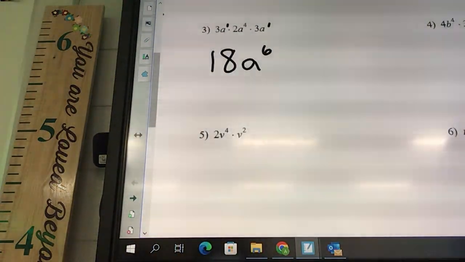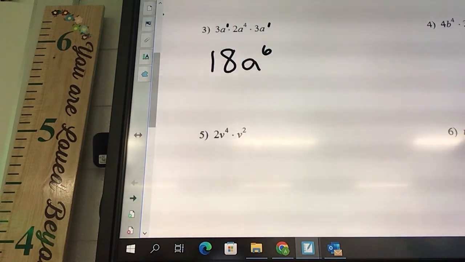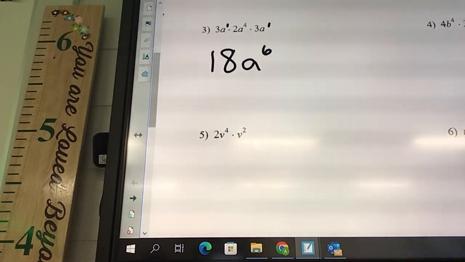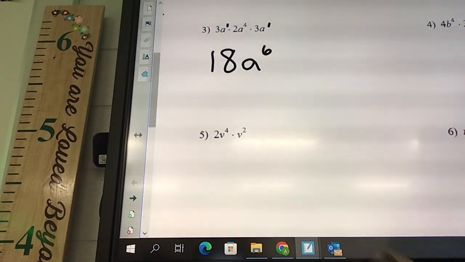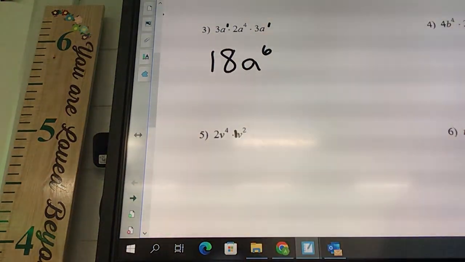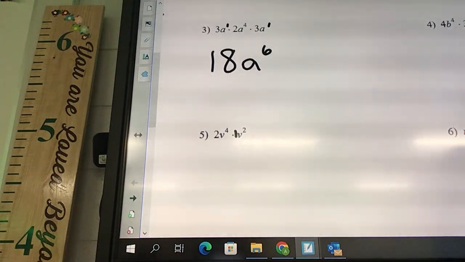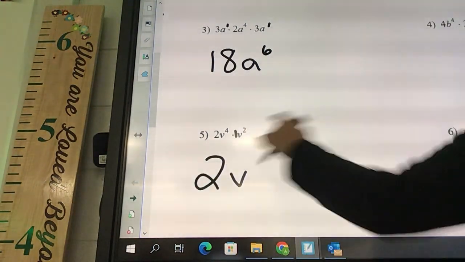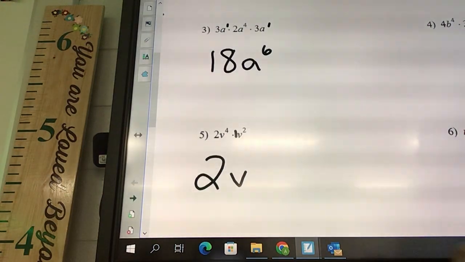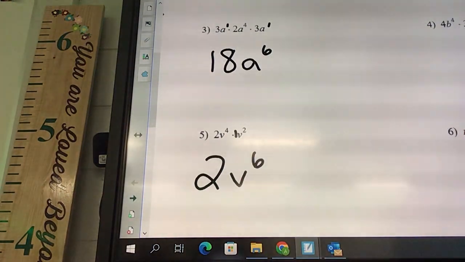So 5 looks a little bit different because only one has a big number. But the other one does have a big number. If there's no number in front of it, what is it? A 1. So there's really a 1 right here. So the same rules still apply. 2 times 1 is 2. And then you're going to get 4 plus 2 is going to be v to the 6th.